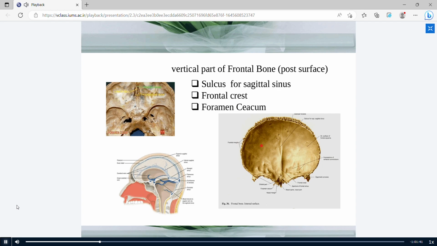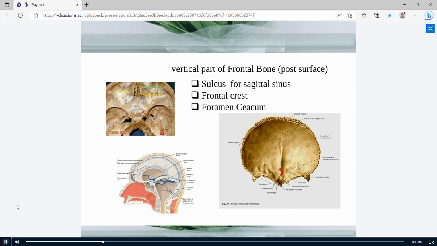You can see the internal surface of the vertical part. In the vertical part, you can see a groove or sulcus for the superior sagittal sinus. This sinus is located inside the dura mater, and this is the groove for this sinus. Finally, the groove terminates at the frontal crest. This is the frontal crest for attaching the cerebral falx.